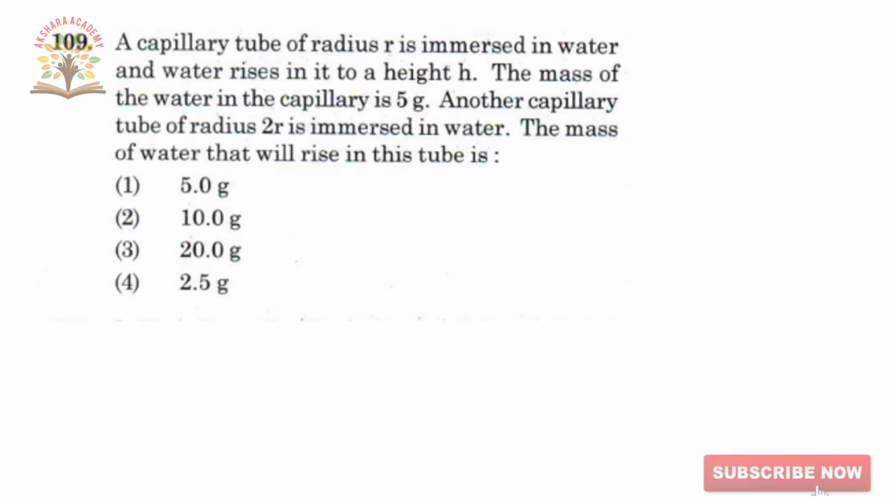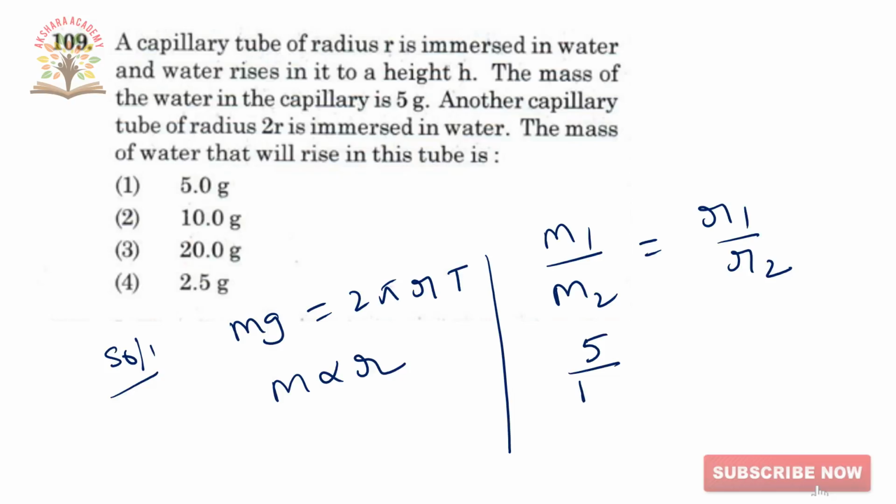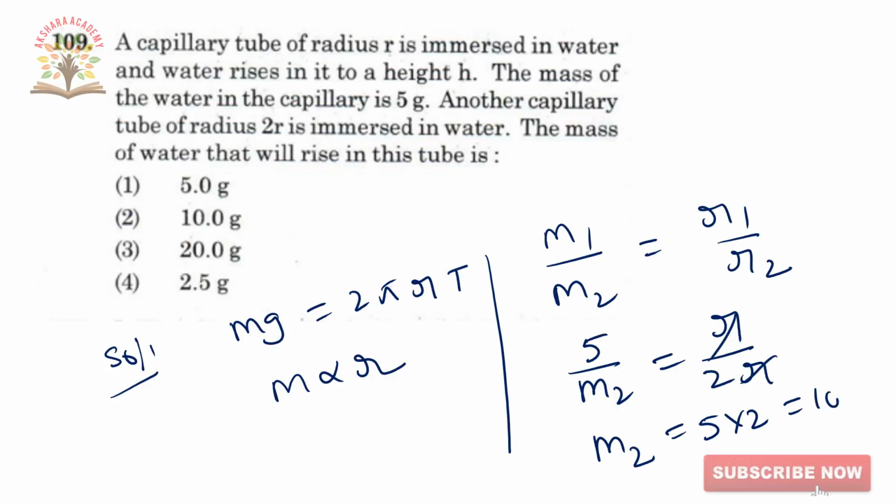Now we will go to question number 9. Now I am writing the question number 9 solution. Mg is equal to 2 pi RT. M is directly proportional to R. Here I am writing M1 by M2 is equal to R1 by R2, that is 5 by M2 is equal to R by 2R. R gets cancelled. Taking cross multiplication, 5 into 2 is equal to 10 grams. So M2 is equal to 10 grams is the correct answer. Which option is correct? The second option is correct.